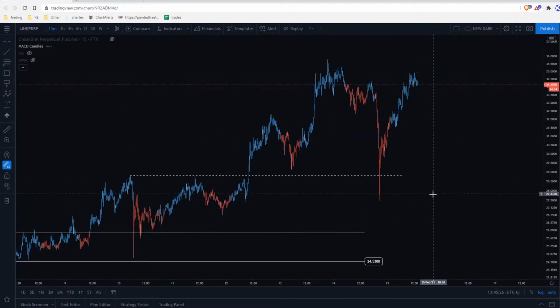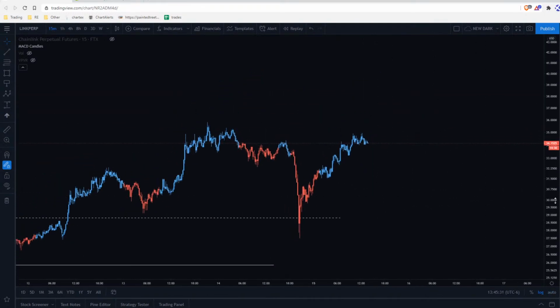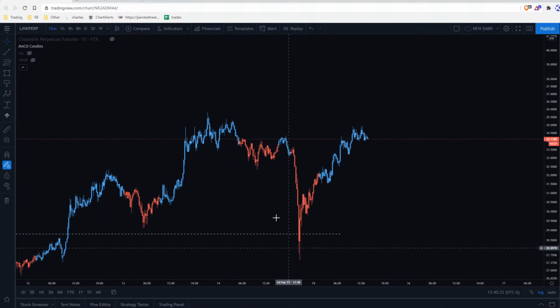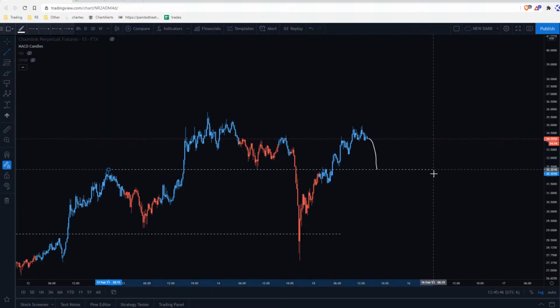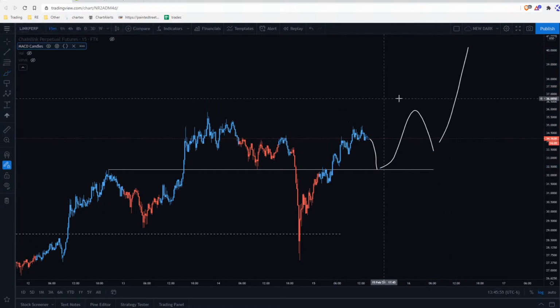Now we've tested the highs. We can see it better on the 15-minute here. This sell-off was pretty strong. It was a pretty massive shakeout. It looks to me like we're probably going to pull back here. And maybe that aligns with something like this. I'd love to see this. This would be a great entry.